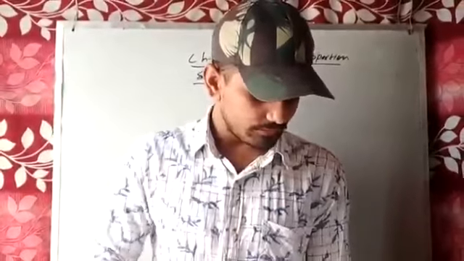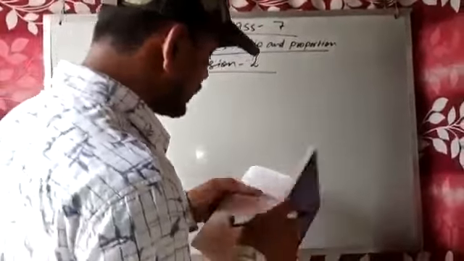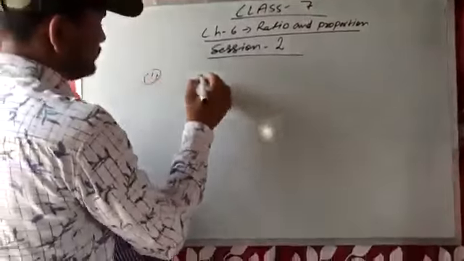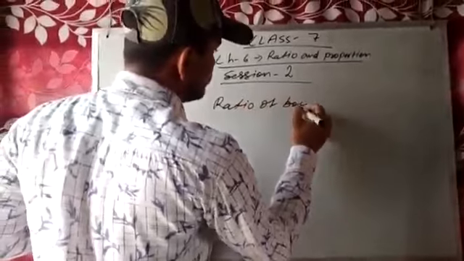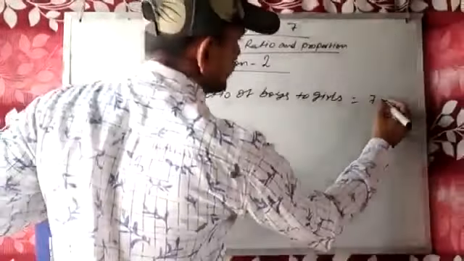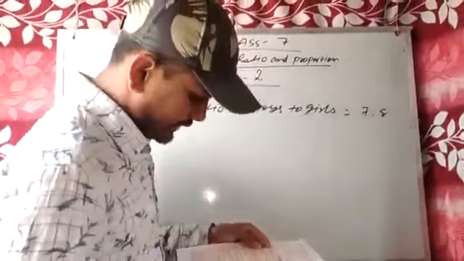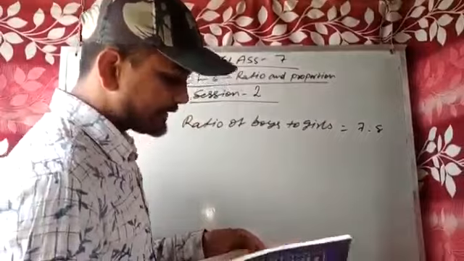Now I will solve question number 11. See, in a class, the ratio of boys to girls is 7:8. Okay. The ratio of boys to girls is 7:8. Now, what part of the whole class are girls?